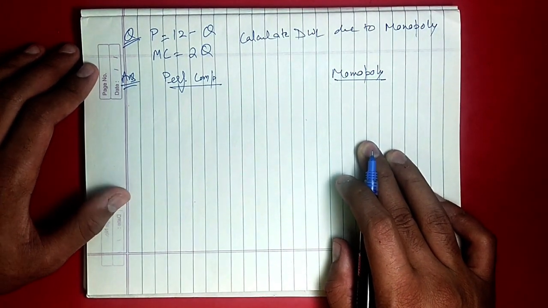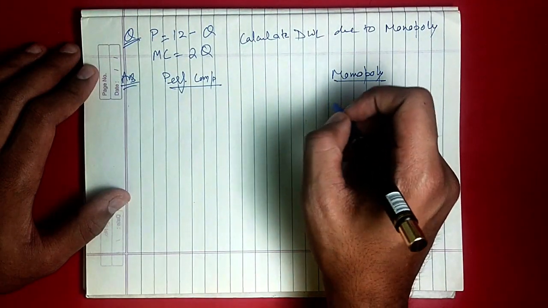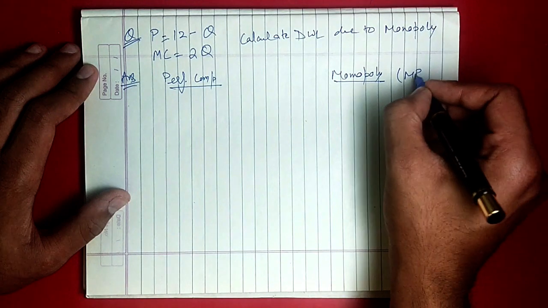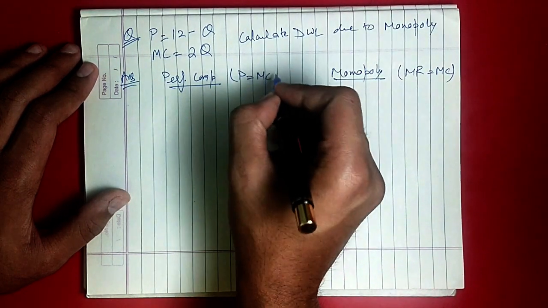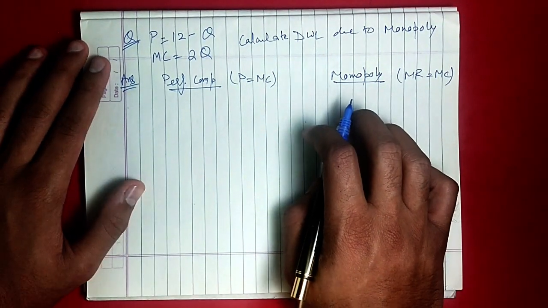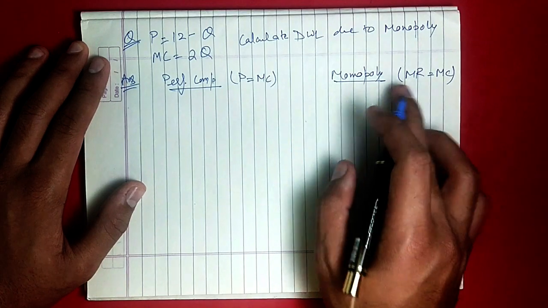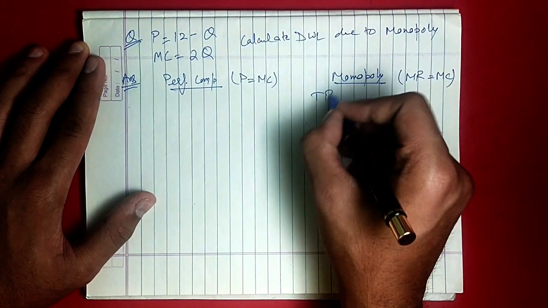So first we will derive the monopoly equilibrium, as we are studying monopoly. You know the monopoly condition is MR equals MC, and the perfect competition condition is price equals marginal cost. For MR, MC is given, so you have to calculate MR. For MR you have to first calculate the TR.